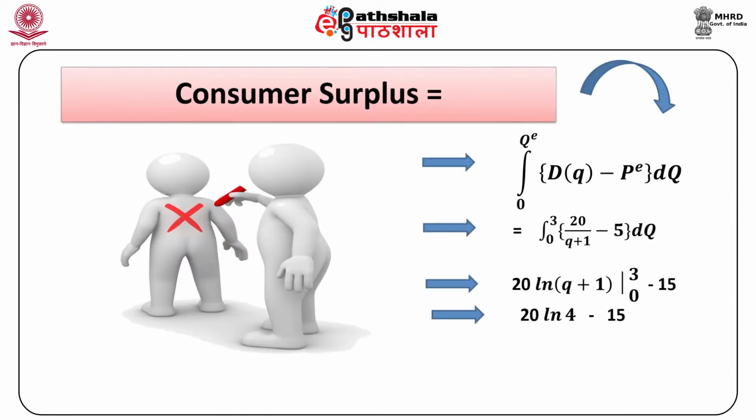We compute consumer and producer surplus using the following formula. Consumer surplus is equal to integral ranging from 0 till QE of (D(Q) minus PE) dQ, which is equal to integral 0 till 3 of (20 upon (Q plus 1) minus 5) dQ, which is equal to 20 log 4 minus 15 and is approximately equal to 12.73.